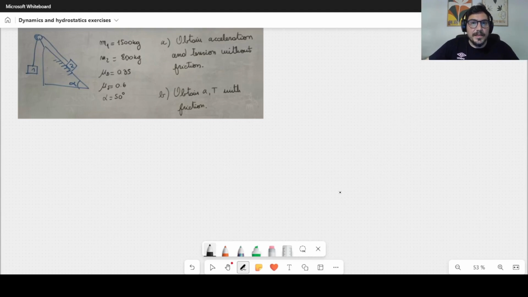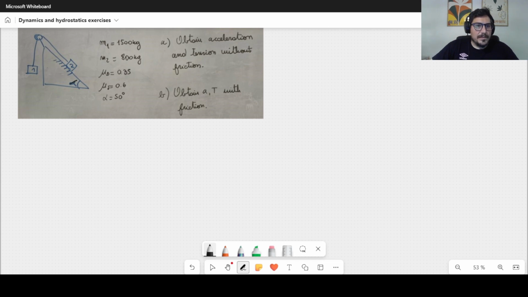Hi everyone, in this video we are going to solve one problem about linked bodies. We have two bodies on an inclined plane, with a pulley, and the surface has friction. You receive the angle, and the idea is to find the acceleration and the tension of the rope acting on each object. We receive the masses, 1,500 kilograms for mass 1 and 800 kilograms for mass 2, and the dynamic and static friction coefficients.